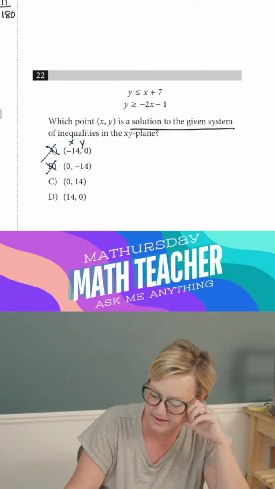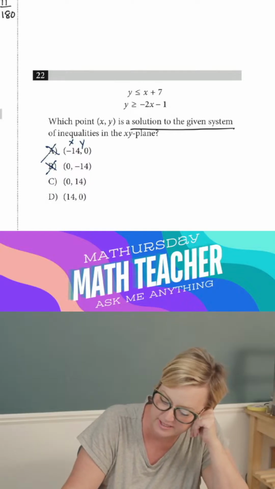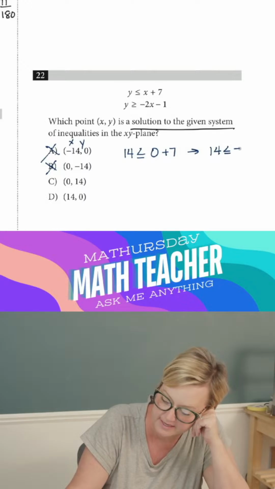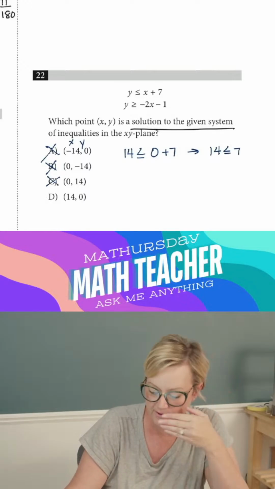All right. So then we plug in, let's see, is 14 less than or equal to 0 plus 7? Well, that would be, is 14 less than or equal to 7? Nope. So that one's also out.